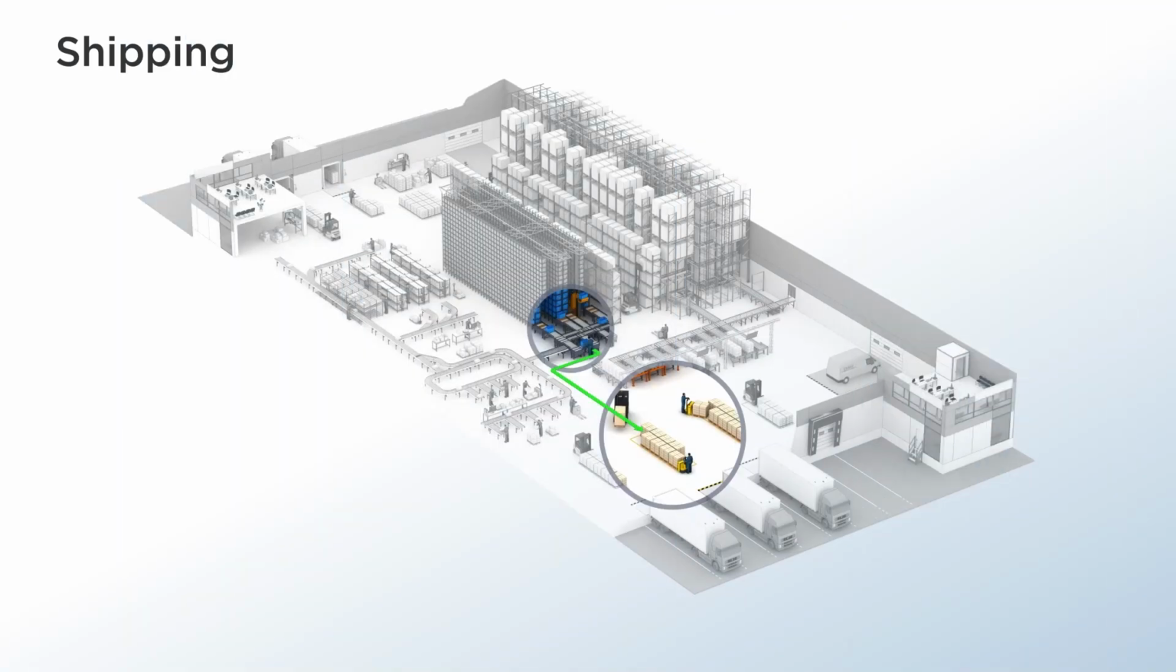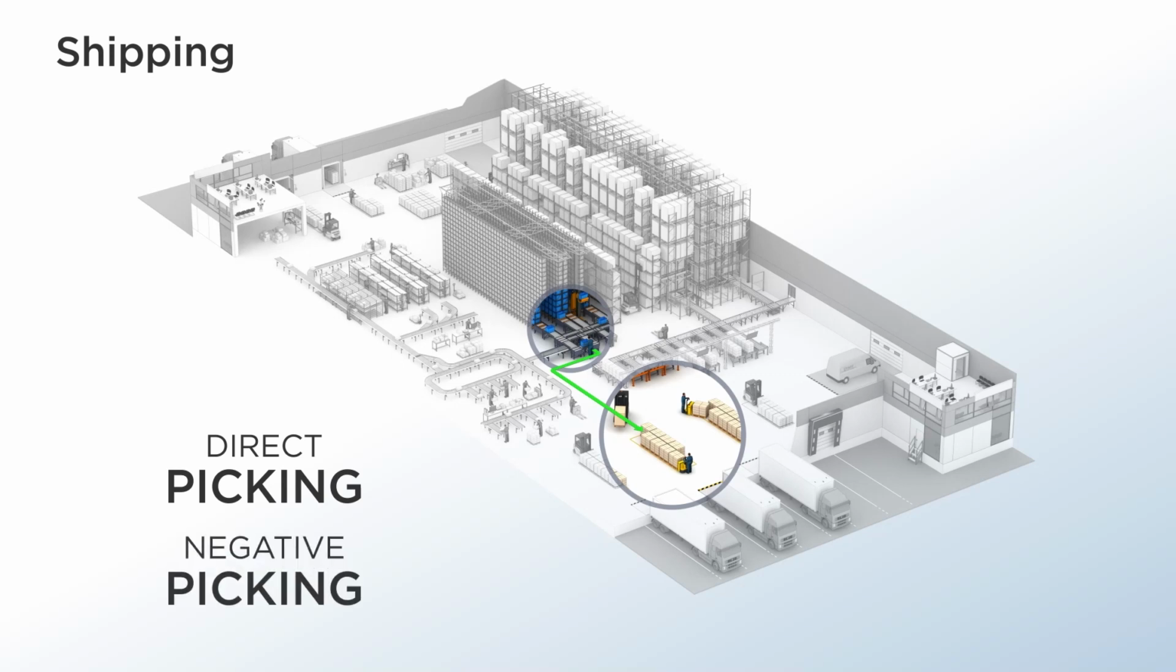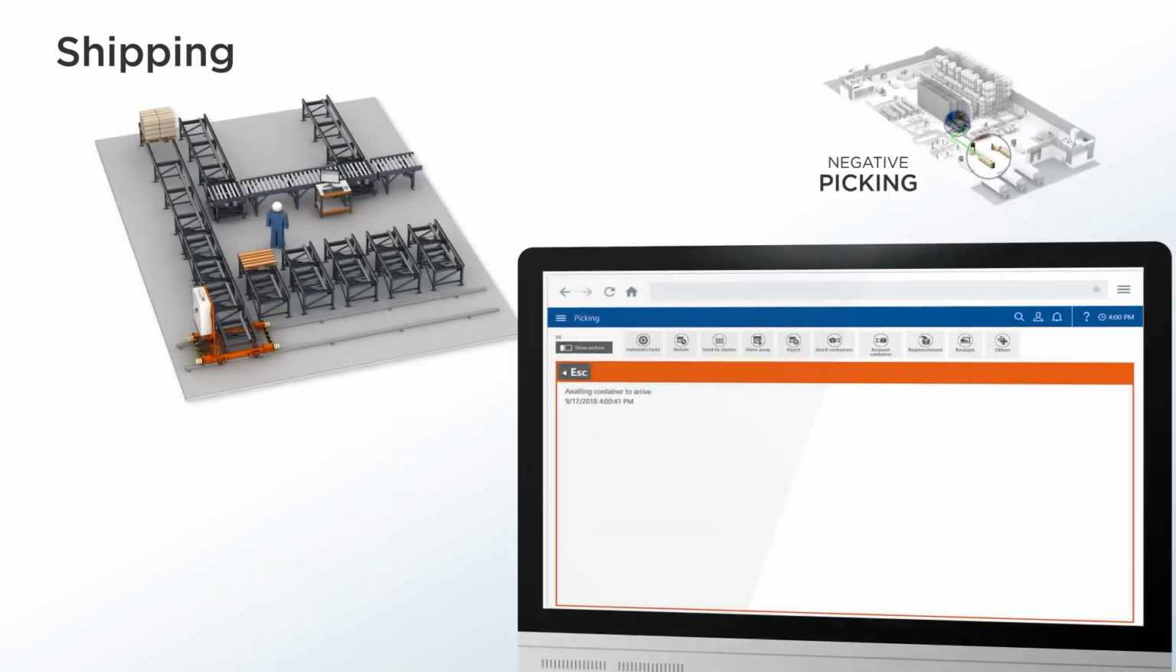For order preparation in an ASRS, depending on the quantities to prepare, it's possible to work with direct picking or negative picking to minimize stock handling. The case of negative picking can be seen in the following demonstration.